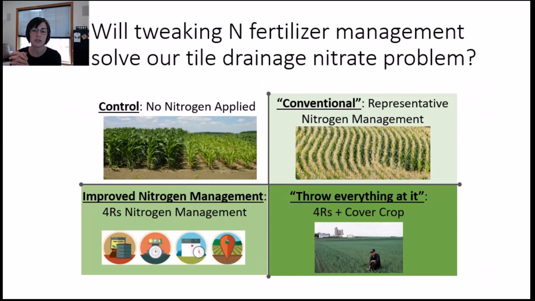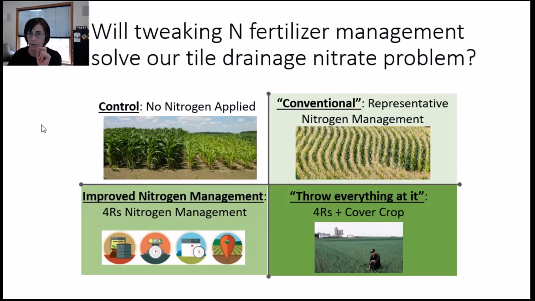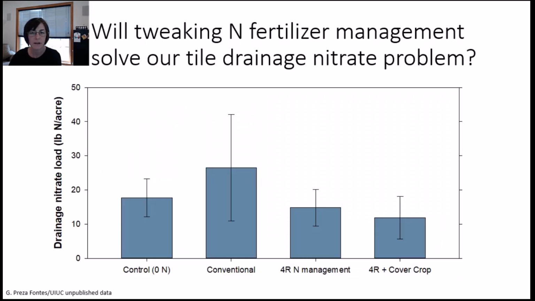We have 16 plots, which allows us to do 4 treatments and replicate each treatment 4 times. You can see our treatments here, but I really want you to just zone in on knowing we have a control treatment at the site where we're not applying any nitrogen fertilizer. We're growing corn and we're not applying any nitrogen fertilizer. And here are our results.